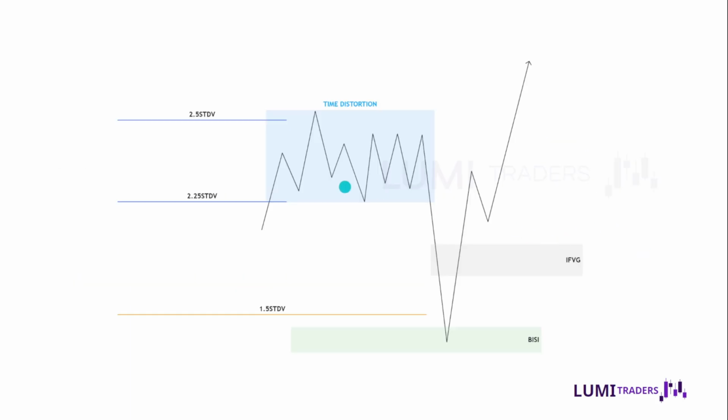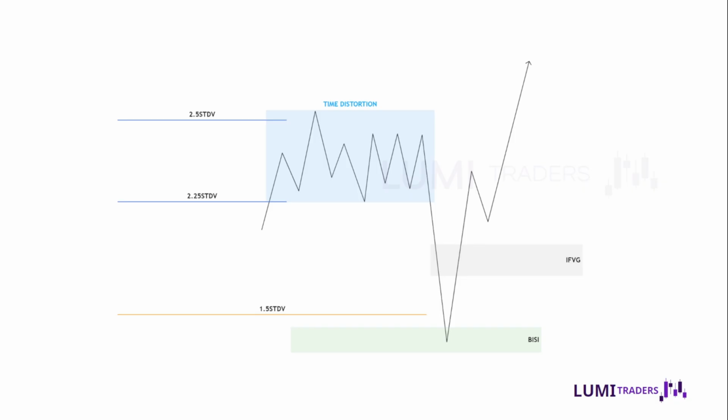Here is the picture. So we consider possible price slowing down right here, starting consolidating between 2.25 and 2.5 standard deviation levels. We wait for the break below distortion low, and ideally we wait for the retracement down to the range between 1 and 1.5. Between this range, we want to find the fair value gap. Once again, it's okay to enter this fair value gap with stop loss with nearest sell side liquidity.